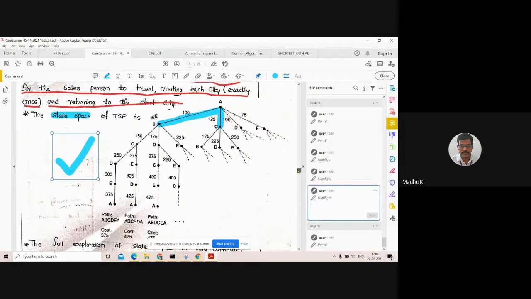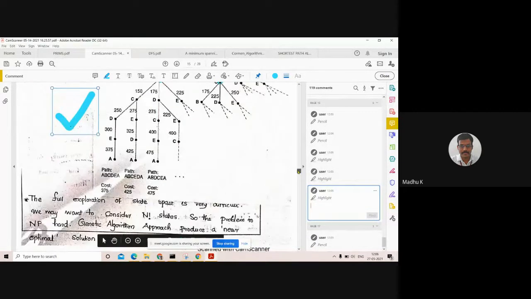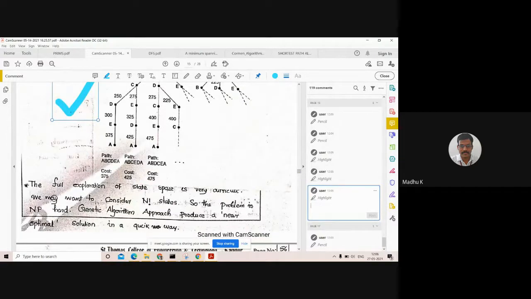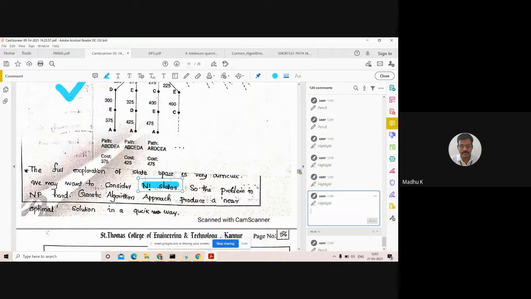Because there will be a lot of paths, and the graph size will be huge. So what we will do in such a situation is apply the genetic algorithm. Here the problem is that full exploration of the state space is very difficult. We may want to consider n factorial states, so the problem is NP hard. The genetic algorithm approach produces a near optimal solution in a very quick way. So that is the use of the genetic algorithm.